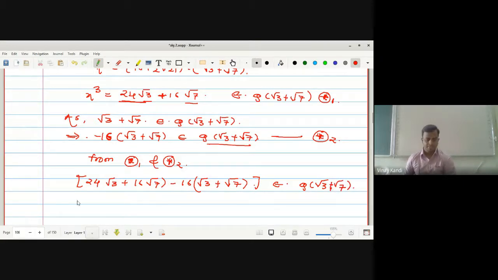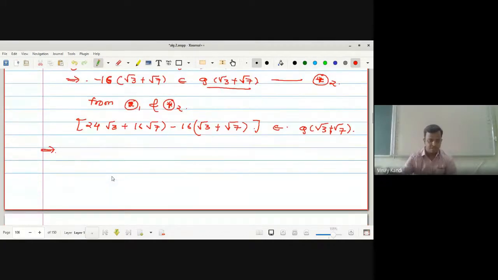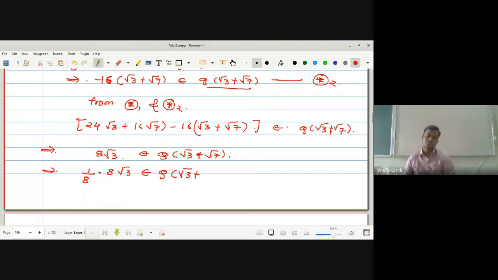Okay, any doubt up to here? No, sir. What is the value of this one? 24 minus 16 is 8 root 3, and this gets cancelled. 8 root 3 belongs to Q of root 3 plus root 7. Again, the scalar multiplication: 1 by 8 belongs to Q, and 8 into root 3 also belongs to Q. Therefore, the multiplication also belongs to Q of root 3 plus root 7. This implies root 3 belongs to Q of root 3 plus root 7.